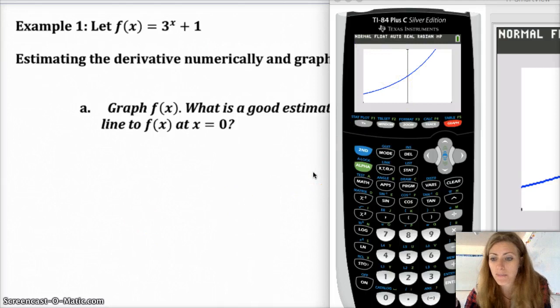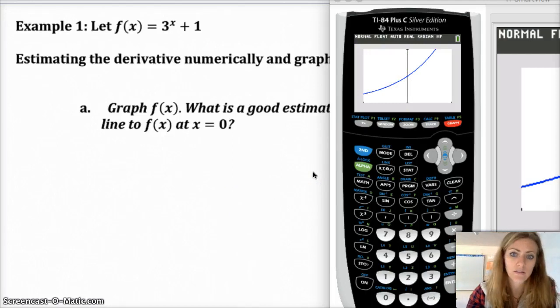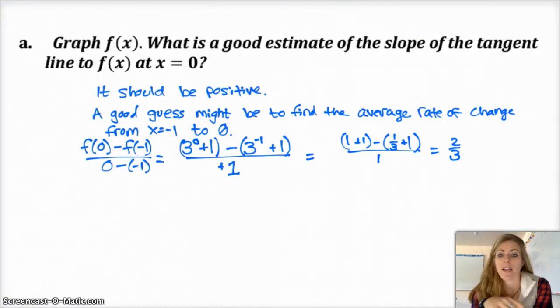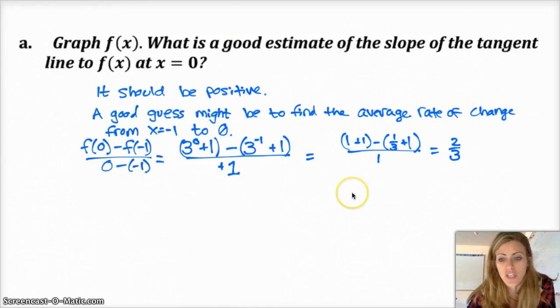So that's something to keep in mind, just to make sure that my answer is generally correct-ish. For my estimate of the slope of the tangent line, I found the average rate of change from -1 to 0. Maybe you did from 0 to 1, or -1 to +1. But basically, this should give me a general idea of where my answer should be.